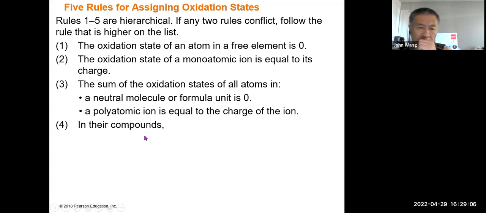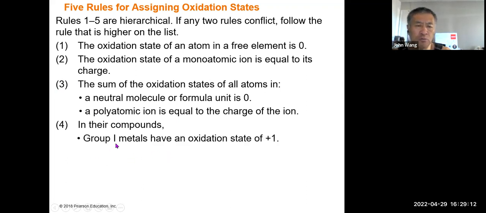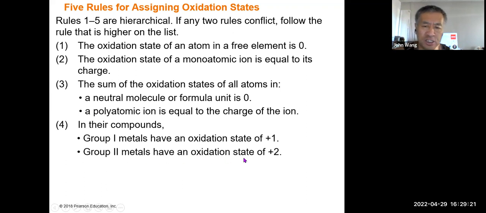Rule number 4 is helping rule number 3. So rule number 4 has kind of 2 parts. Part 1 is that group 1 metals have an oxidation state of +1. Group 2A metals have an oxidation state of +2. Group 1 and group 2 metals, which means in the periodic table, the leftmost column except hydrogen will be the group 1 metals. The group 2 metals will be the second leftmost column.